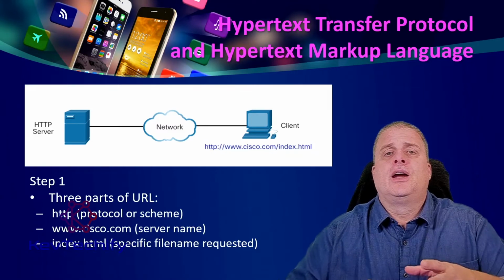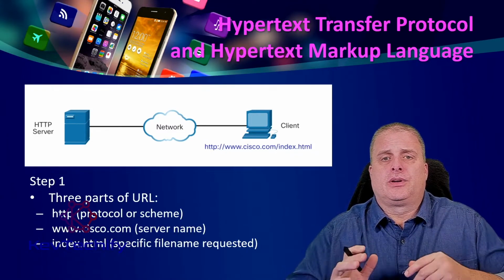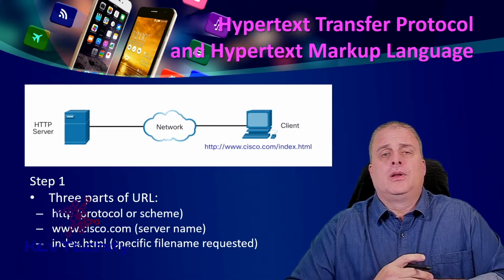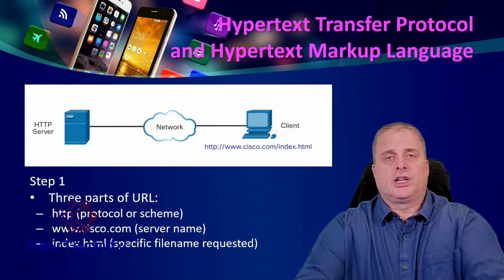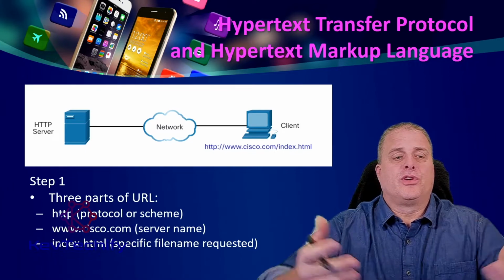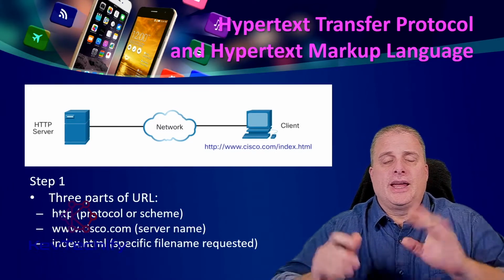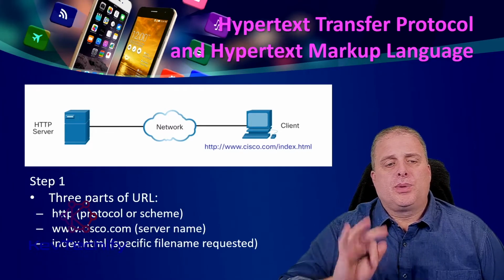First we're going to look at here is HTTP and the hypertext markup language, HTTP and HTML. This is a process in which a client requests a web page from a server. And there's basically 4 steps to this. The first step here is entering in the URL. And there's 3 parts to this URL.